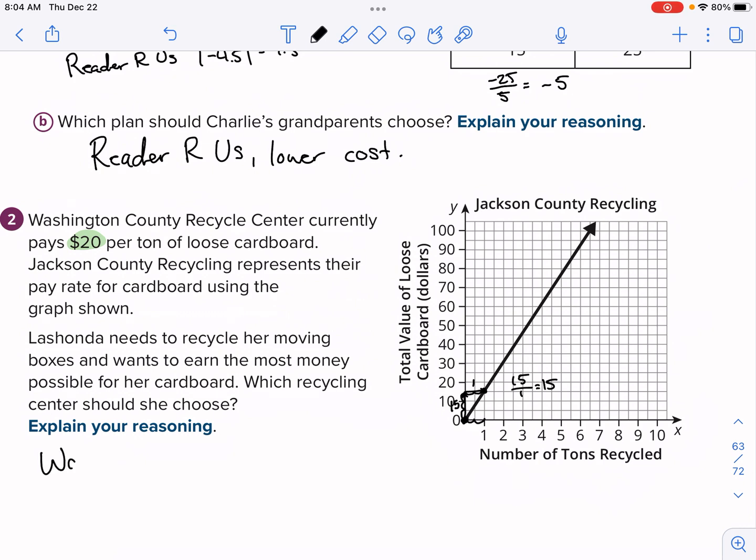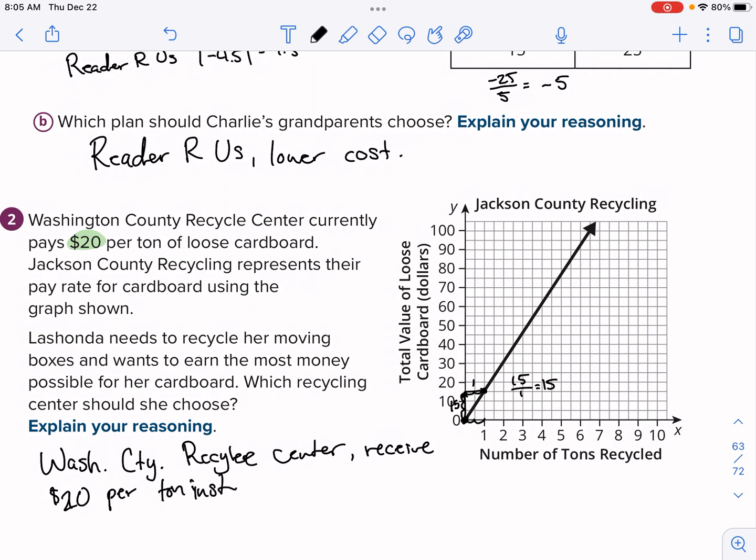Washington. Let's put Washington County. Put CTY Recycle Center. Okay. The reason is because she's going to be getting, she will receive, right, $20 per ton instead of 15.